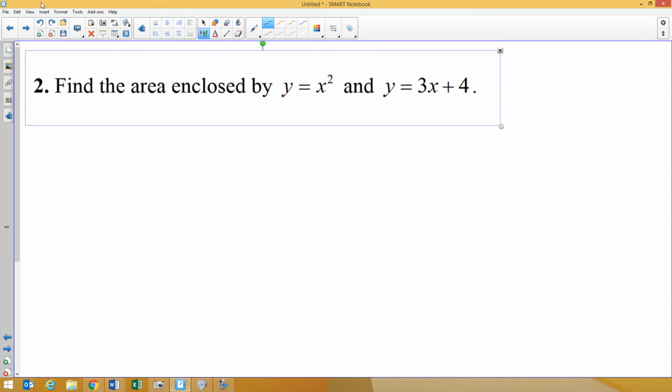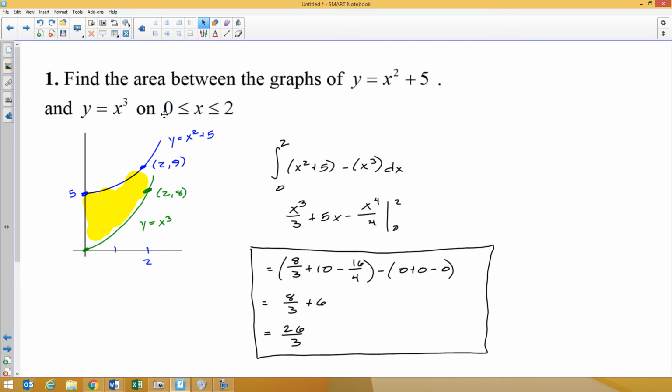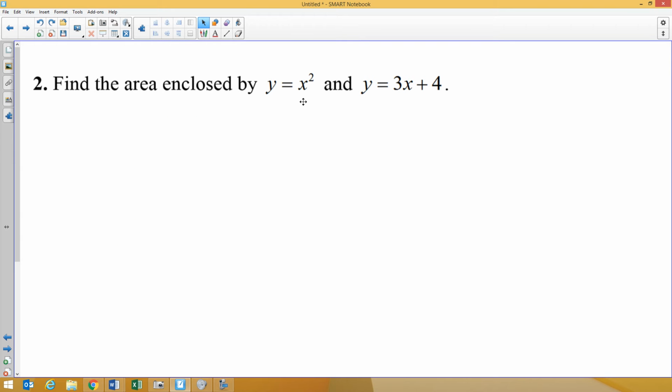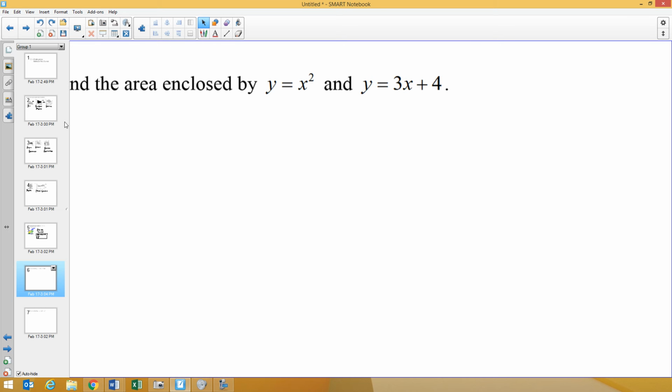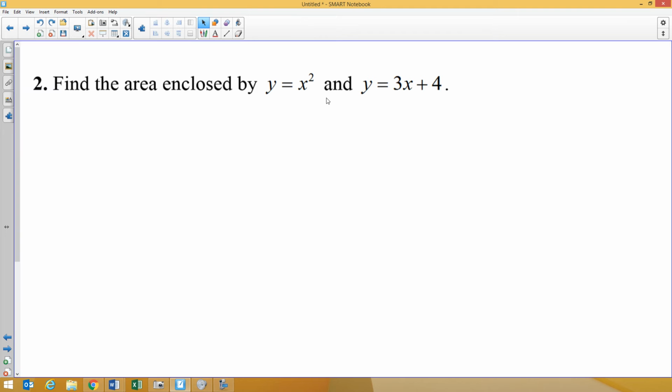Alright, so let's look at number 2 here. The area enclosed by y equals x squared and y equals 3x plus 4. Notice on this one, unlike number 1, you are not given an interval to look at. So that means that these curves intersect each other and they enclose a region on their own. Very similar to the problem we set up for number 3. If the graphs intersect, then you're going to have to find those intersection points because those will determine where the antiderivative begins and ends. So I'm going to graph this real quick.